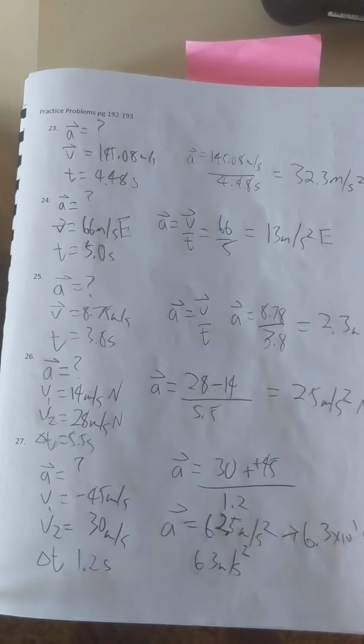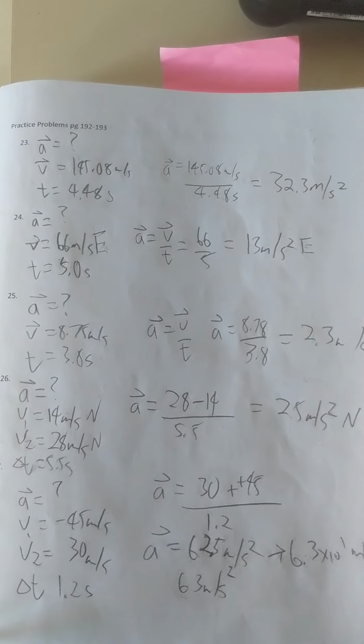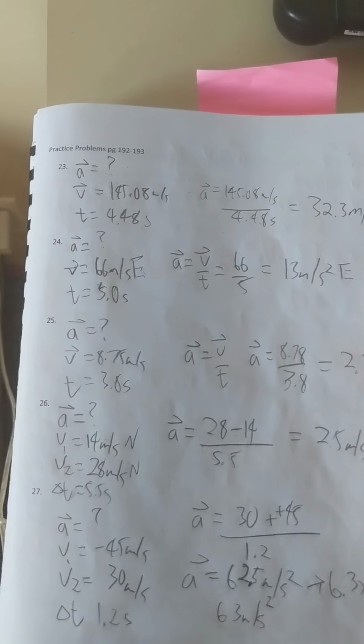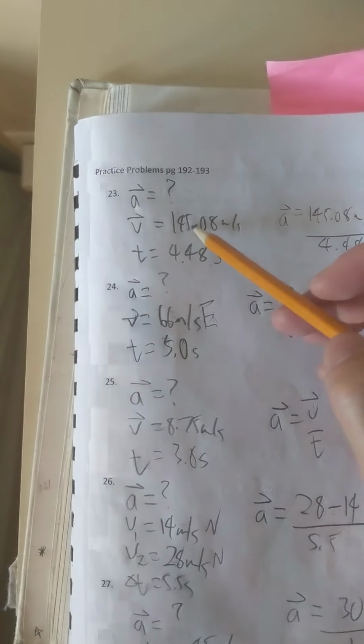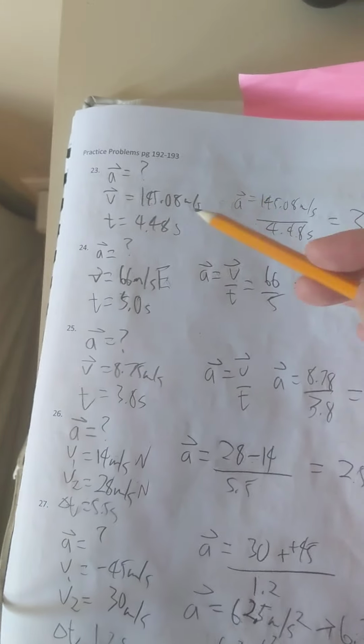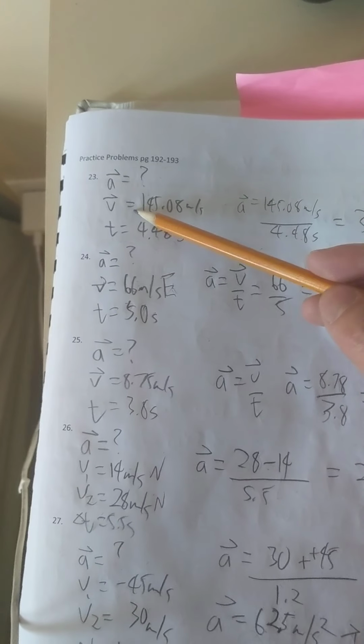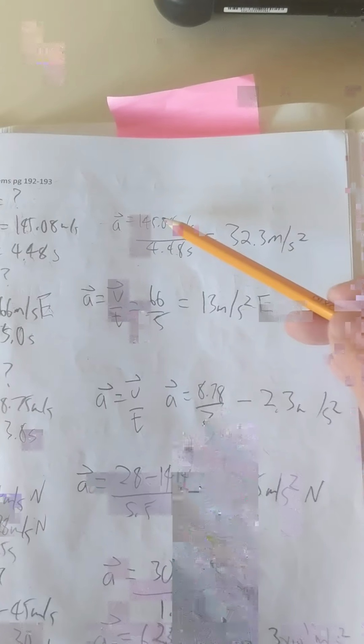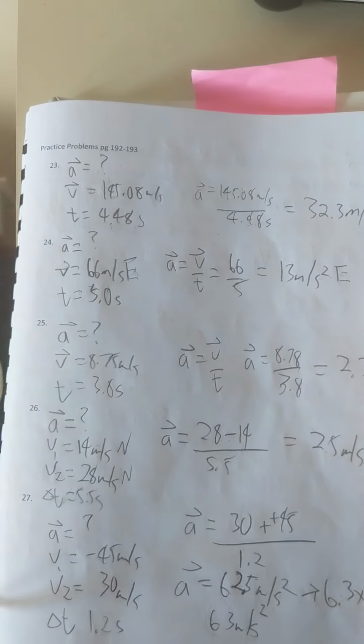Next, we talked about some acceleration problems. So that's just these ones here, on page 192 to 193. Like these problems right here. So to determine the acceleration, we're just dividing our velocity over the time. So we start you out simple. We're giving you a velocity and a time, so all you're doing is dividing the 145 by the 4.48 to get to your acceleration value.